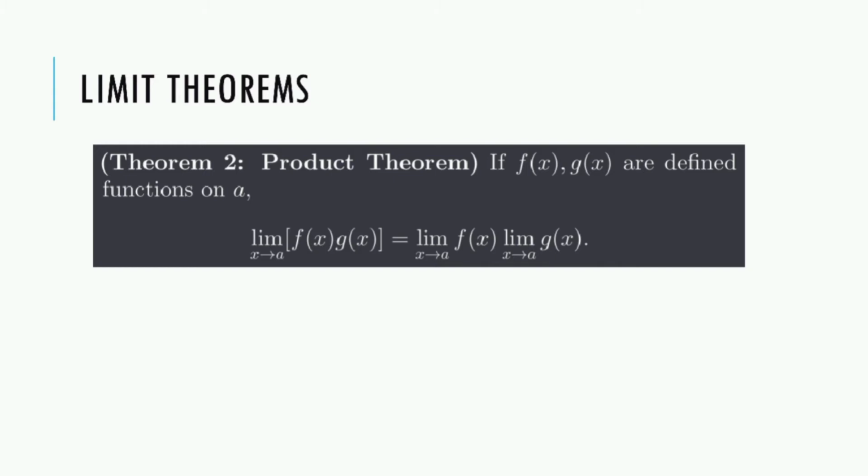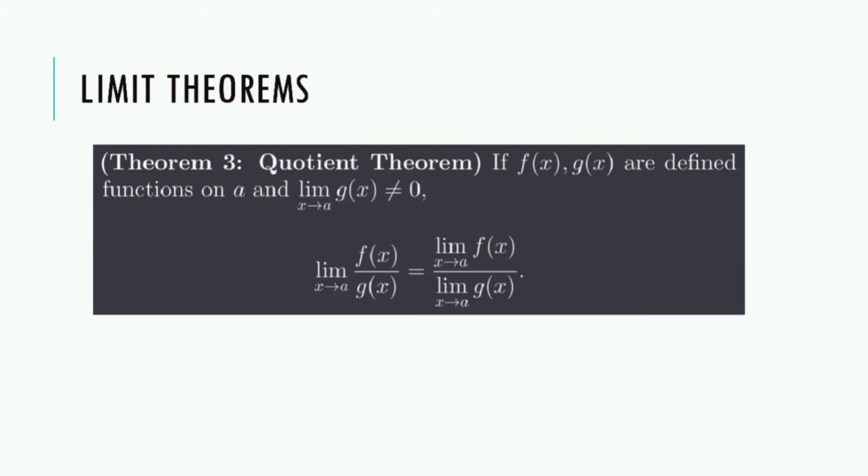We can infer that the sum theorem and product theorem are all applications of the distributive property of addition and multiplication. So, we can visualize it. Another is the quotient theorem, which states that if f of x and g of x are defined functions on a, and the limit of g of x as x approaches a is not equal to 0, then the limit of f of x divided by g of x as x approaches a is equal to the limit of f of x as x approaches a, all divided by the limit of g of x as x approaches a.